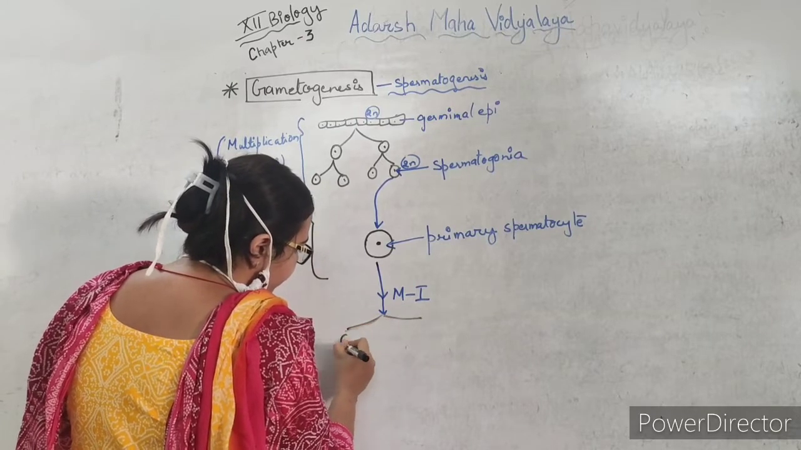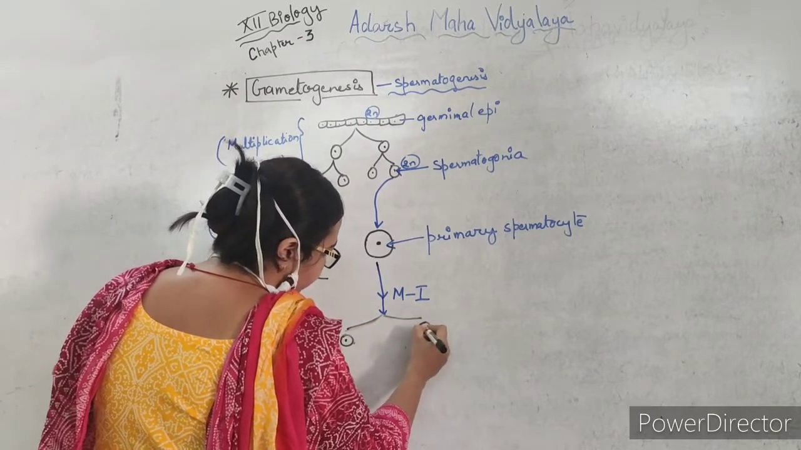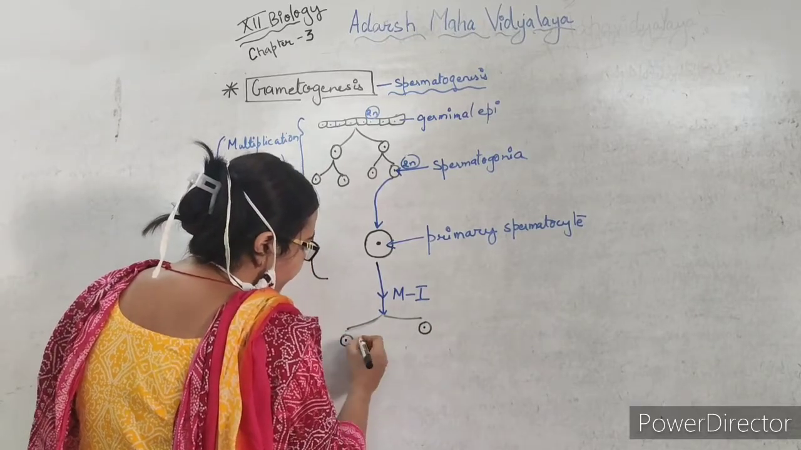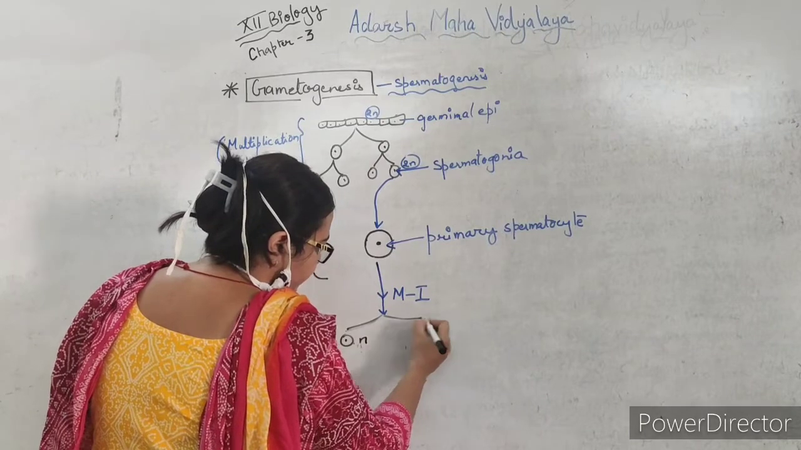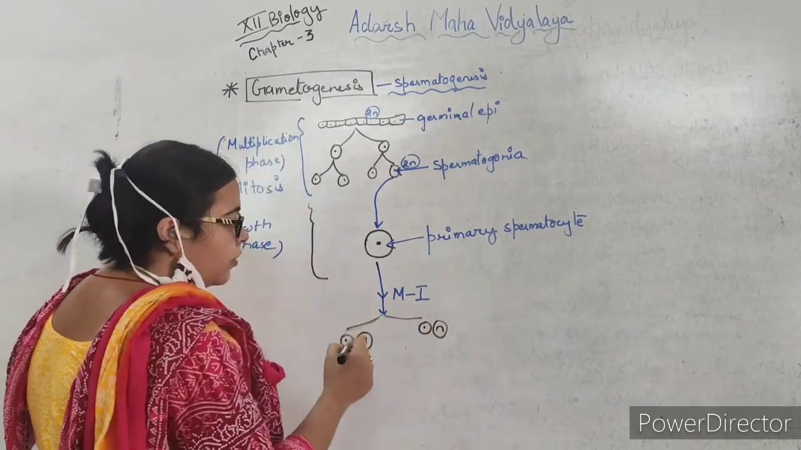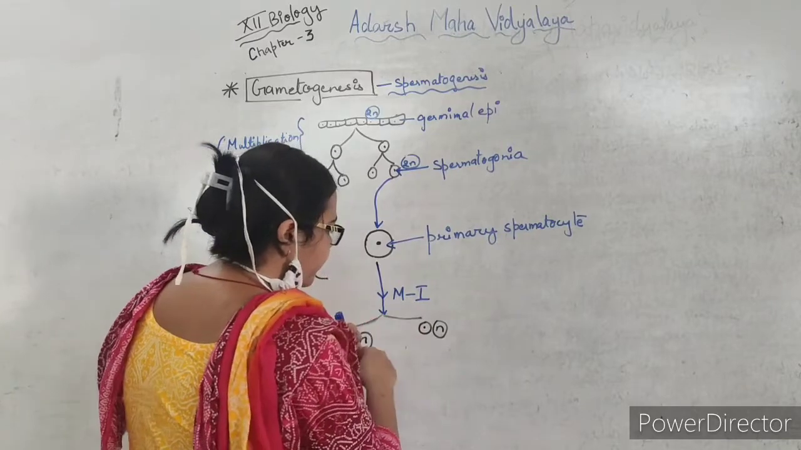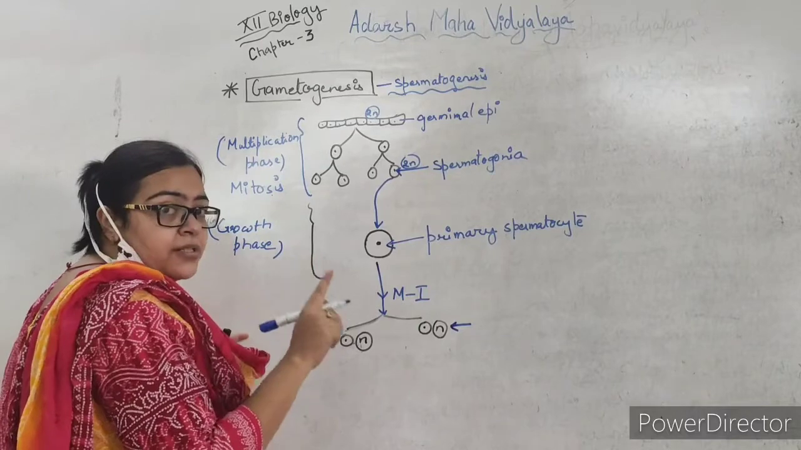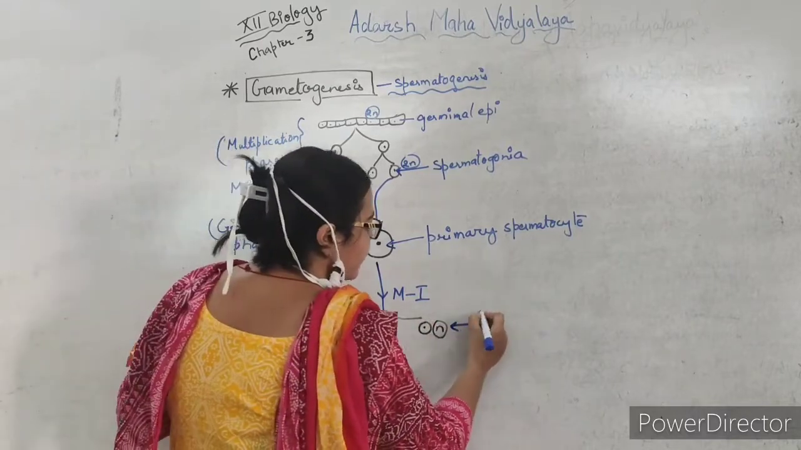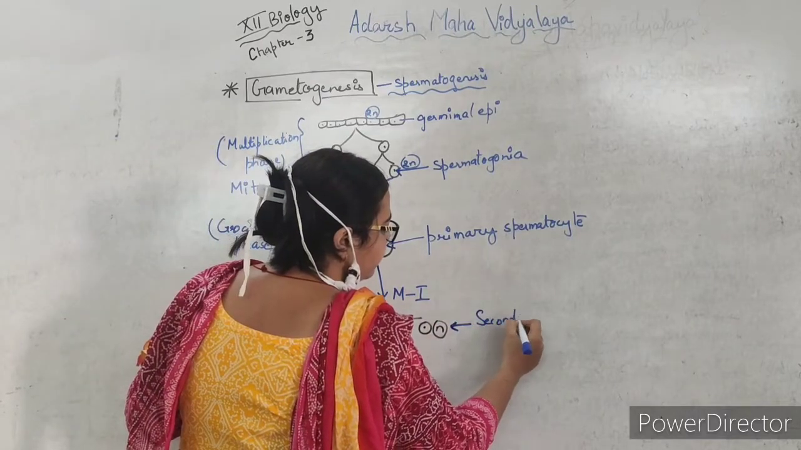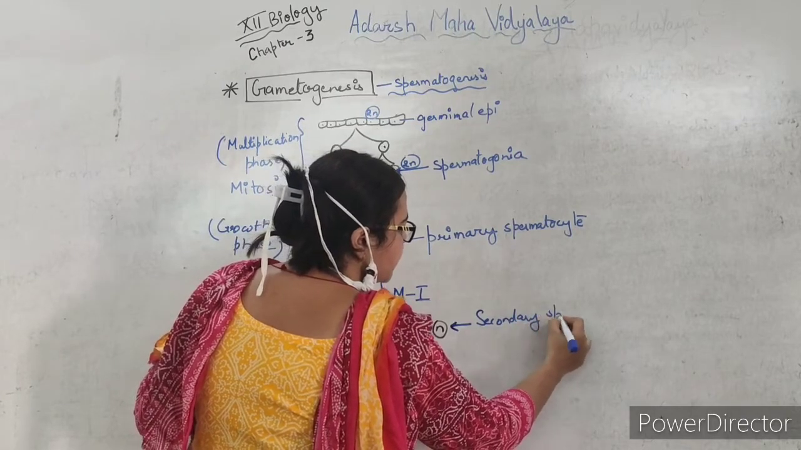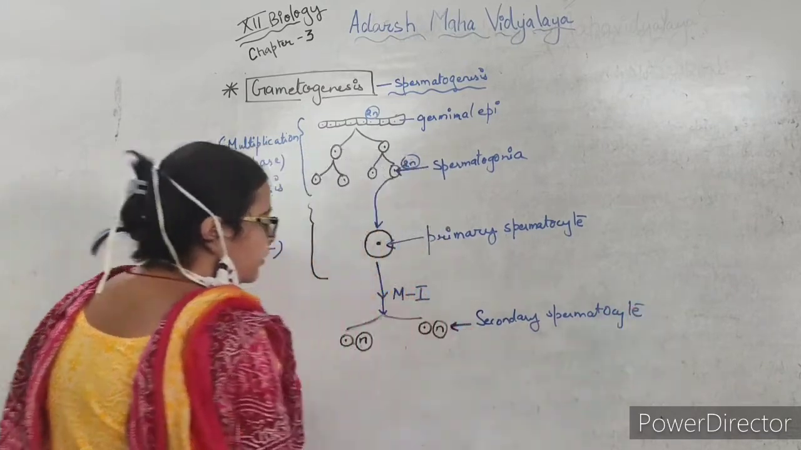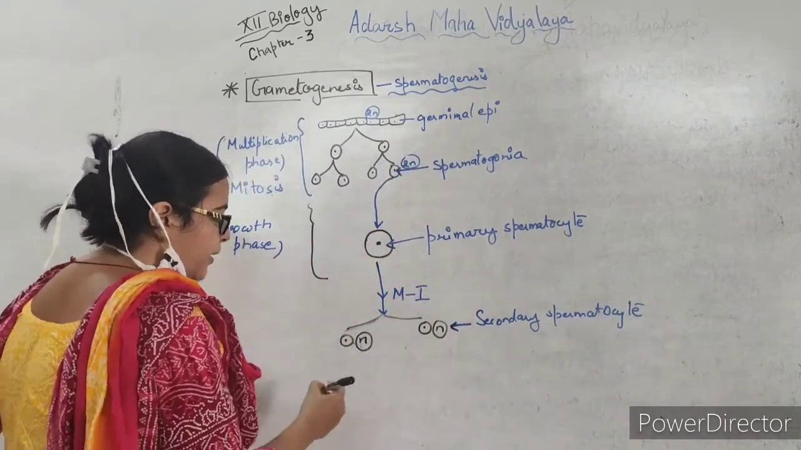And it will form two cells. Now these cells will be haploid in nature, and these are called secondary spermatocytes. These cells which are formed by the first meiosis are called the secondary spermatocytes. Now it will undergo the second meiotic division.